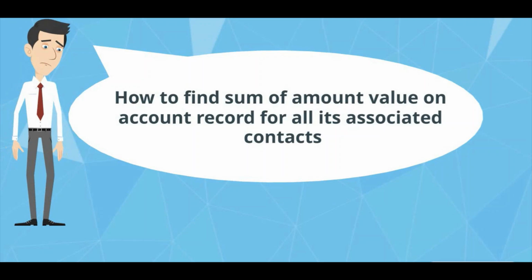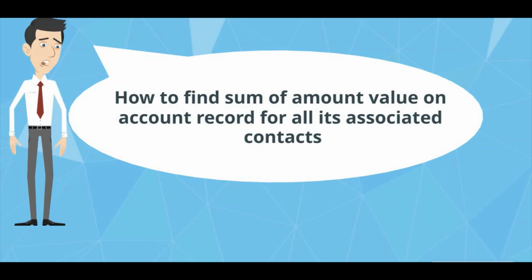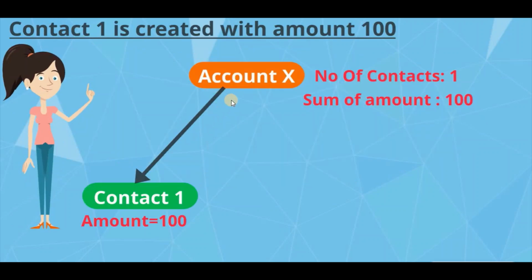Okay, here it comes again. How to find the sum of the amount value on the account record for all its associated contacts. So for roll-up summary, so far we have done count of contacts, right? Now this is the sum of a particular field, the amount value on contact. To understand this scenario, we need to create a custom roll-up summary field on the account object, which is the sum of amount. We also need to create another field on the contact object, which is the amount field.